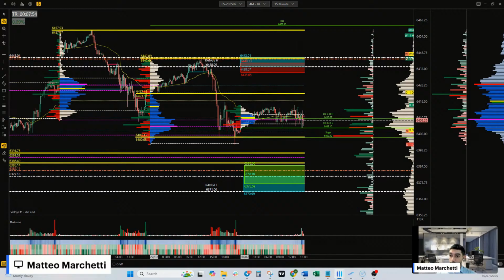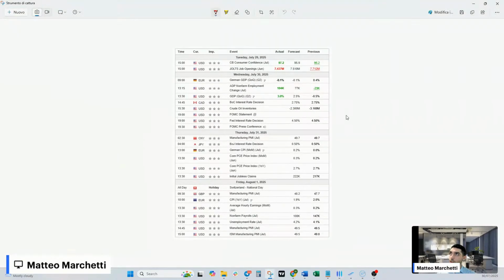Then let's jump on this week. I'm going to show you the most important market mover we had, the upcoming one, and the one we had yesterday and today. Essentially, yesterday we had just a couple of market movers: CB consumer confidence and JOLTS job openings. The first one is really indicative of consumer sentiment in the US.